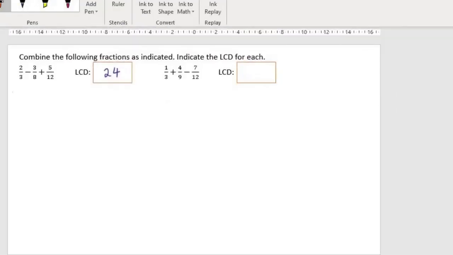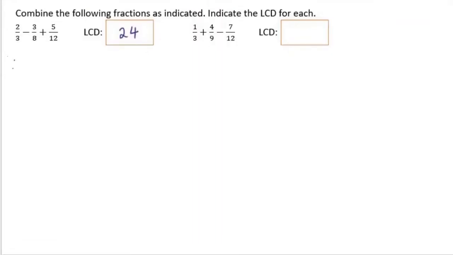All right, so our next task is to write equivalent fractions for each existing fraction. So a fraction that's equivalent to 2/3 but has a denominator of 24. Then a fraction that's equivalent to 3/8 but with a denominator of 24. And of course also a fraction that's equivalent to 5/12 but with a denominator of 24.